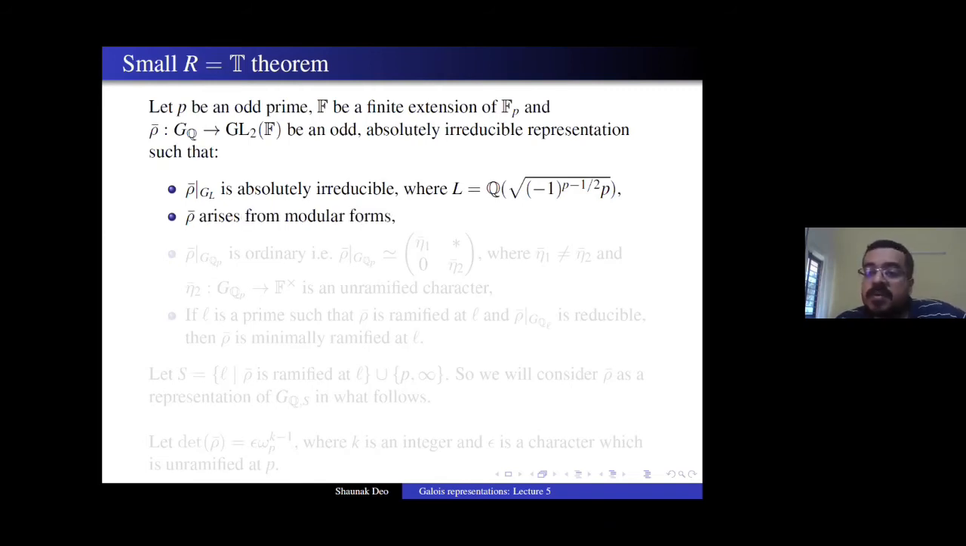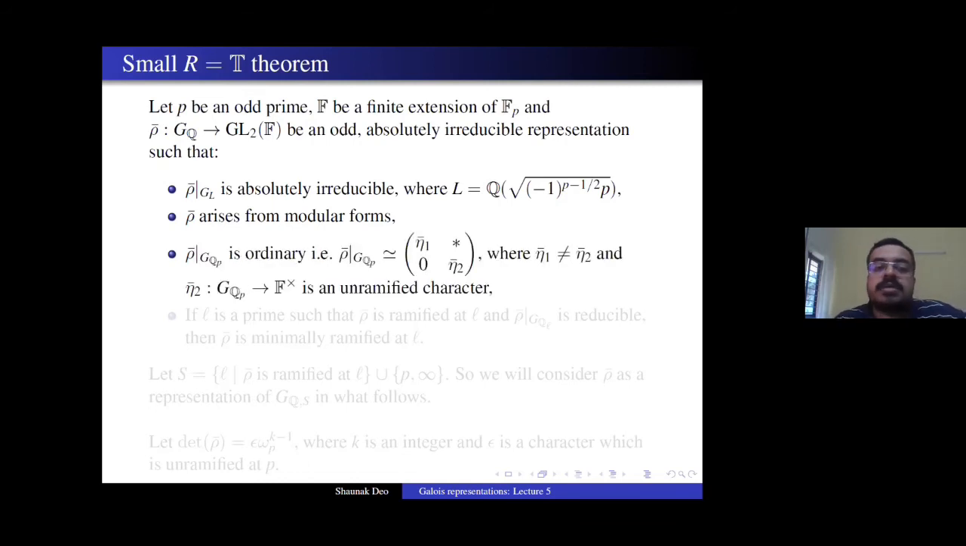Rho bar is arising from a modular form. That means you take the p-adic Galois representation attached to a modular form, you reduce it modulo the maximal ideal, you get rho bar. Rho bar restricted to G_{Q_p} is ordinary. That we just saw the notion, which means that rho bar restricted to G_{Q_p} is upper triangular with distinct characters on the diagonal, and the bottom character is unramified at p. And if l is a prime at which rho bar is ramified and rho bar restricted to G_{Q_l} is reducible, then rho bar is minimally ramified at l.